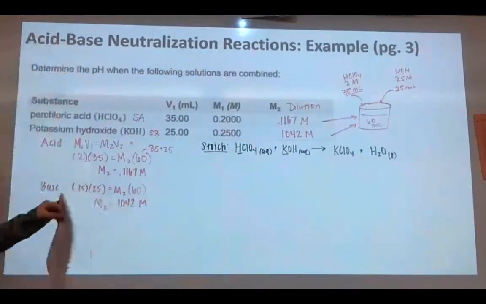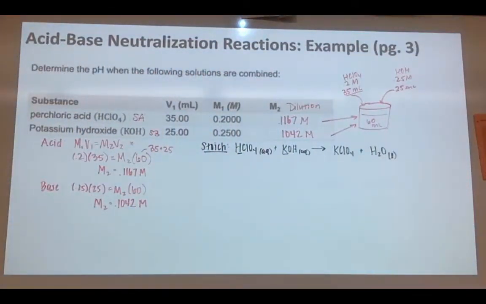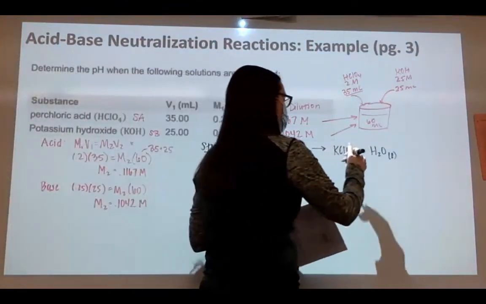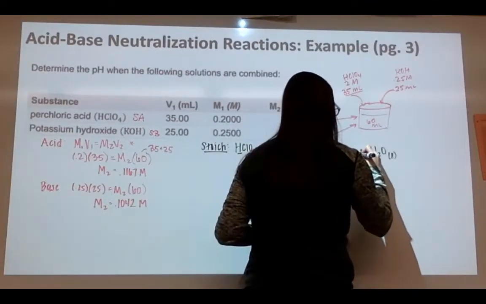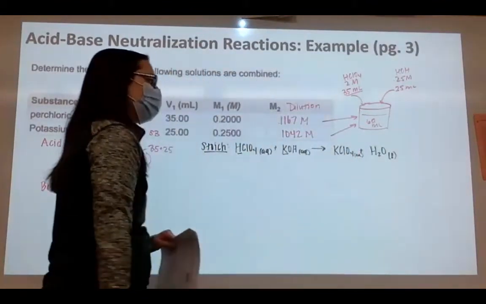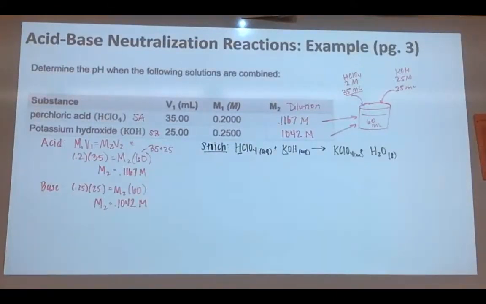Now I left my state of matter off of KClO4 for now. KClO4 is a salt. It's an ionic substance. If it has potassium, nitrate, ammonium, or sodium in it, it's a soluble salt, meaning that it's aqueous. Since it has potassium in it, it's a soluble salt.